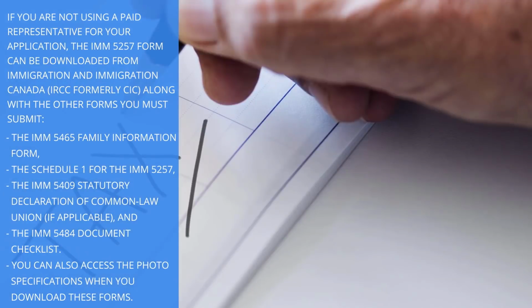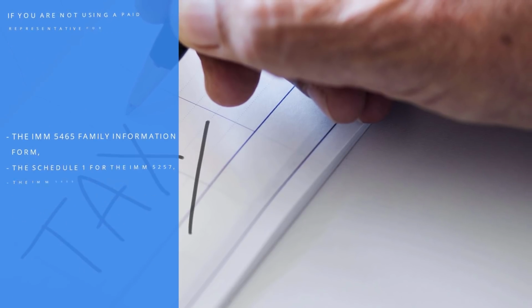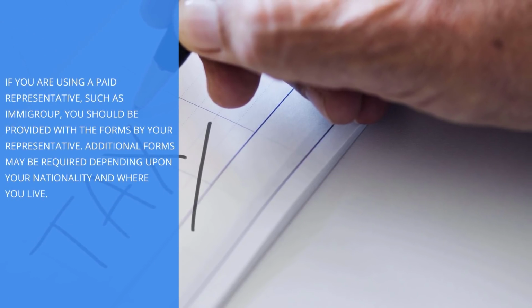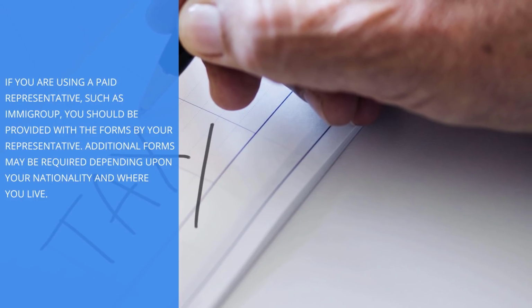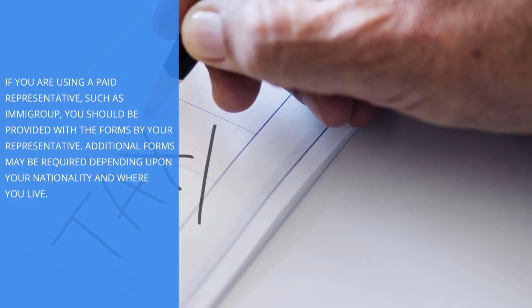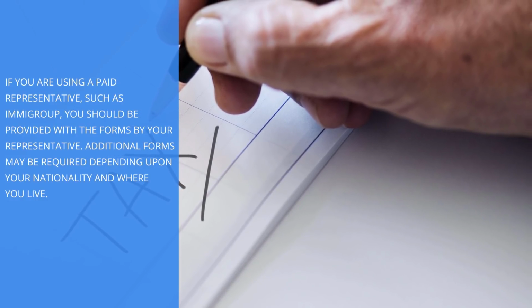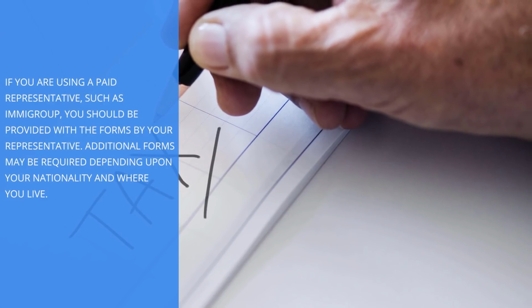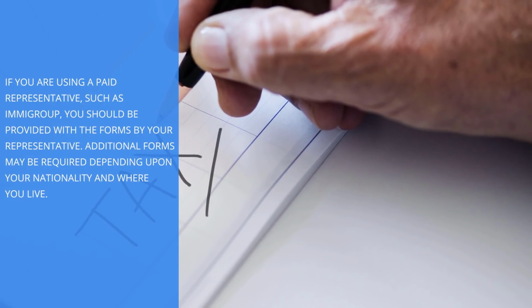You can also access the photo specifications when you download these forms. If you're using a paid representative, such as Imigroup, you should be provided with the forms by your representative. Additional forms may be required, depending on your nationality and where you live.